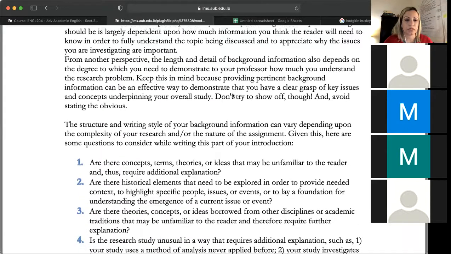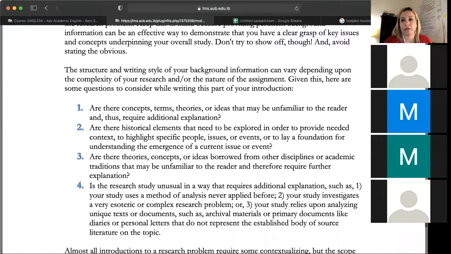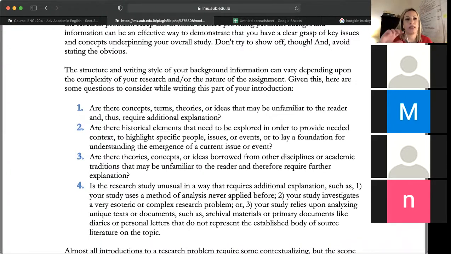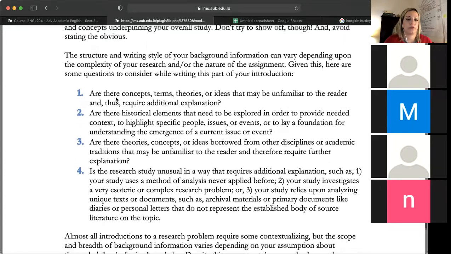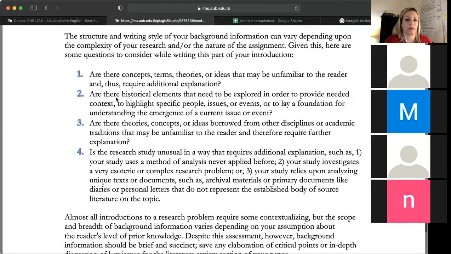So the structure and writing style of your background information can vary depending on the complexity of the research. Are there concepts, terms, theories, or ideas that might be unfamiliar to the reader? You are defining your terms. It's a more thorough definition than in the introduction. If you feel that you need to introduce or define in the introduction, do that. Otherwise, you can leave it for the background information paragraph.